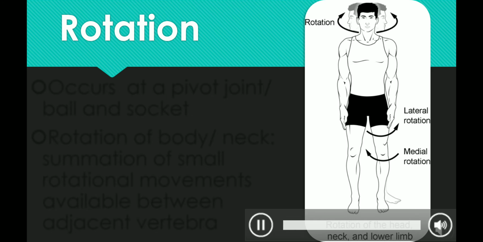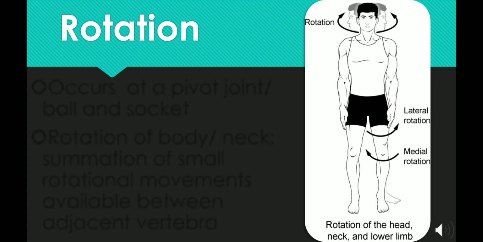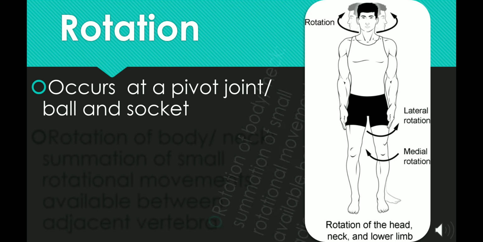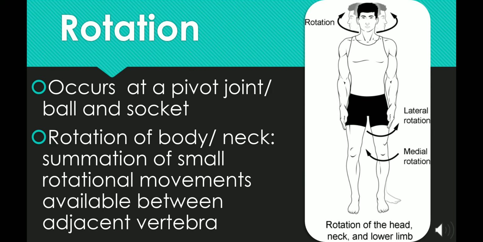Rotation is a movement that occurs in the pivot joint and the ball and socket joint. An example for rotation is rotation of the neck. In rotation of the neck, it is the atlanto-axial joint.